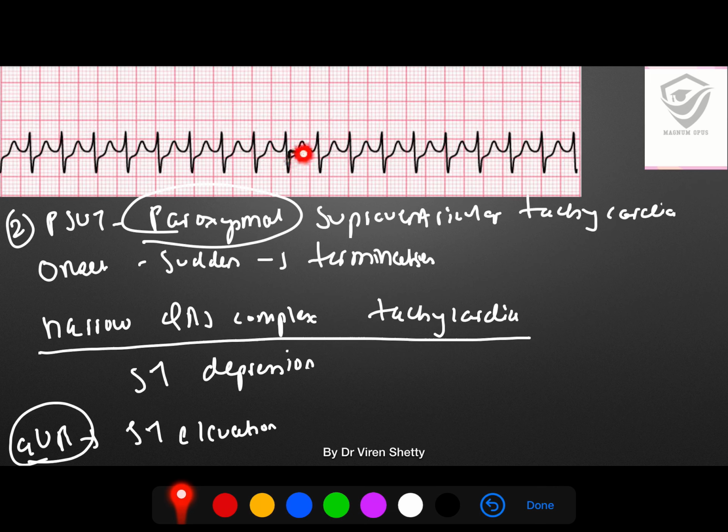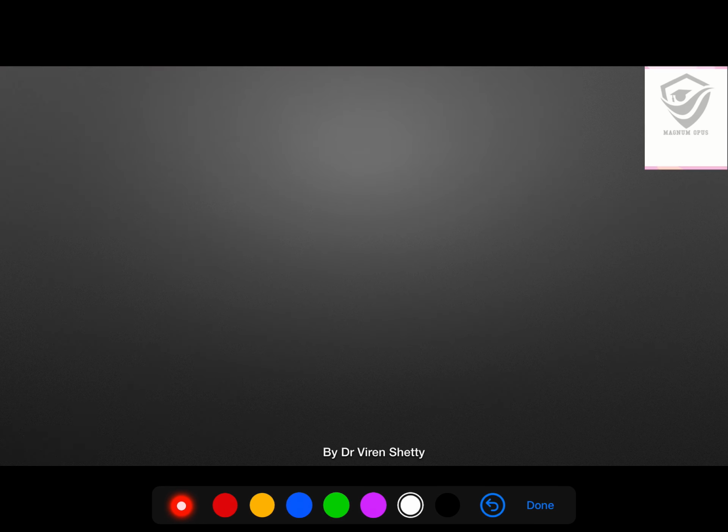wave. Now see, this is P, Q, R, S, T. Then where did P go? Because of this tachycardia, the P and T waves become merged, so you cannot differentiate the P and T wave. So there is a merged P and T wave. So that was about paroxysmal supraventricular tachycardia.